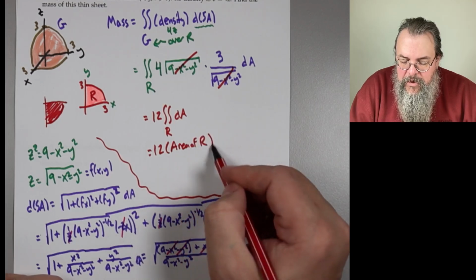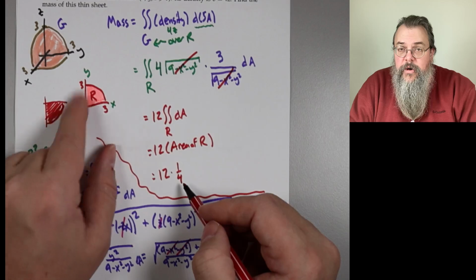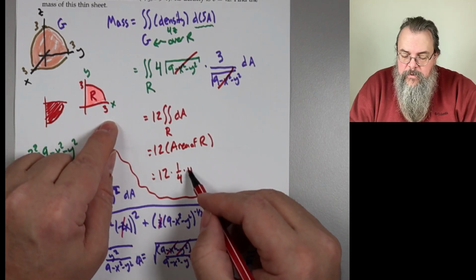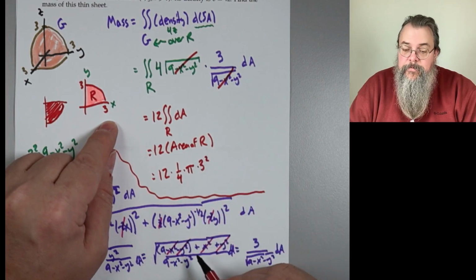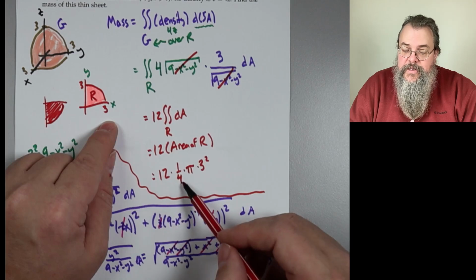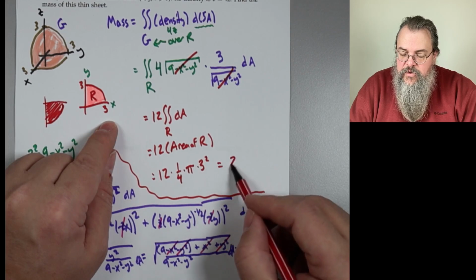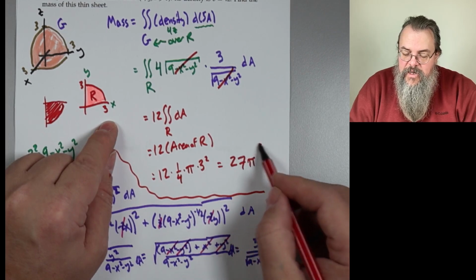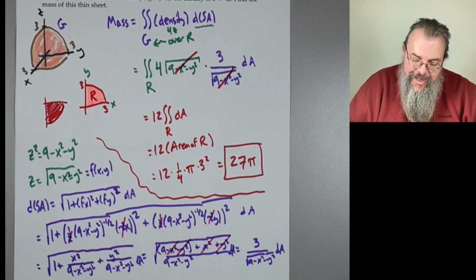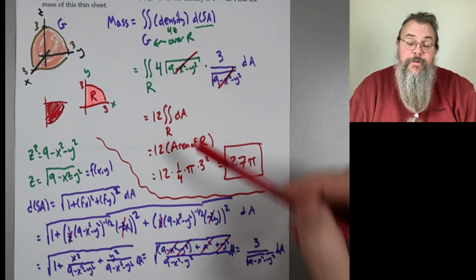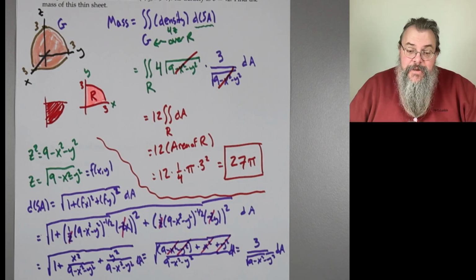Now, what is R? Well, that is 1/4, because it's a quarter circle of a circle, which has area pi times 3 squared. Now, 12 times a quarter is 3. 3 squared is 9, so 3 times 3 squared gets us to 27. So 27 pi. Whew! So at the end of the day, the actual integral turned out to be really, really easy, but the setup, that's where you put in the work.